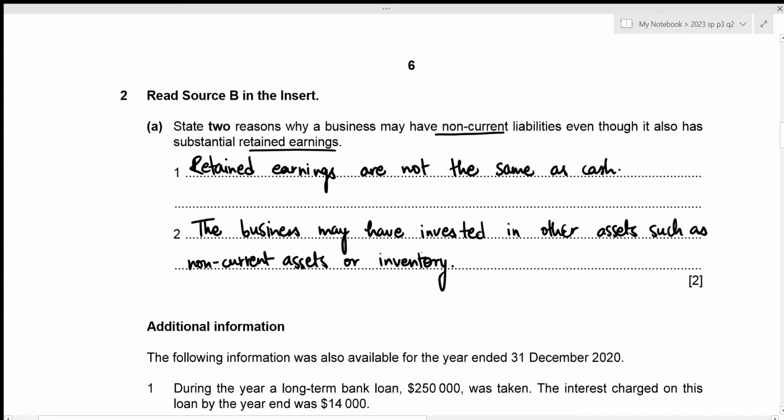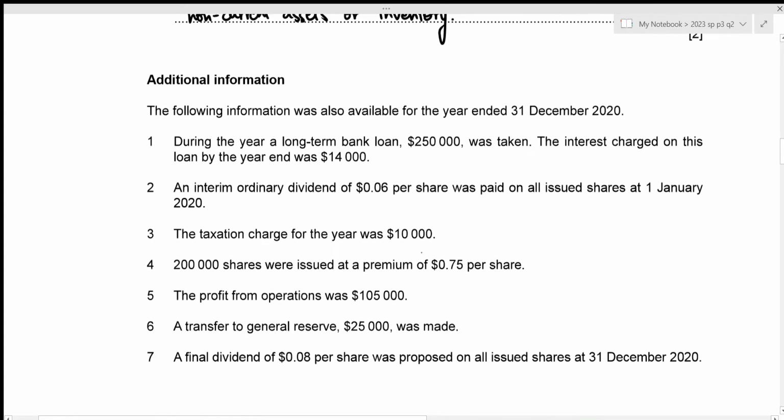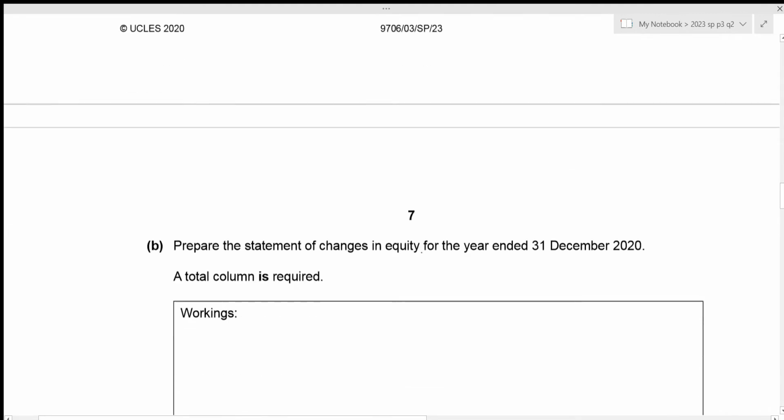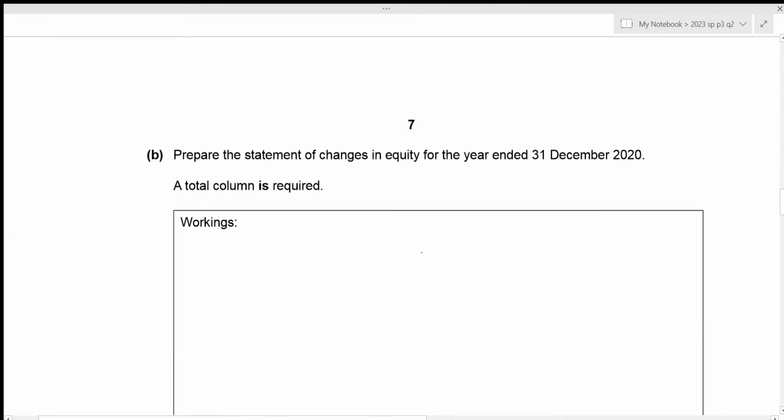Okay, let's move towards the second part. We're given additional information. Let's have a look at the question first. We need to prepare the statement of changes in equity for the year ended 31st December 2020. A total column is also required. So let's prepare the format. We are preparing the statement of changes in equity for ZPLC, and this is for the year ended 31st December 2020.